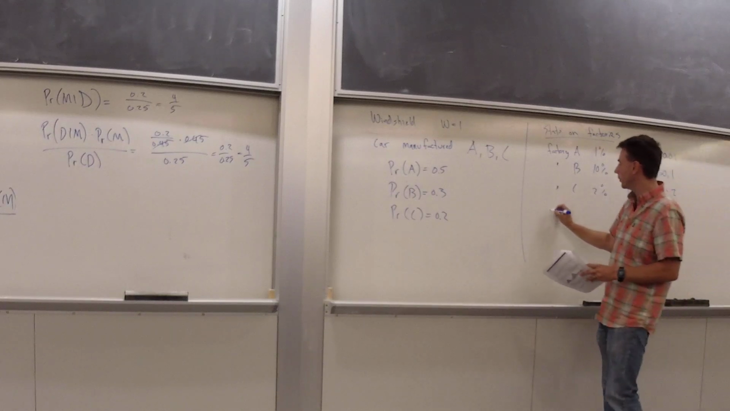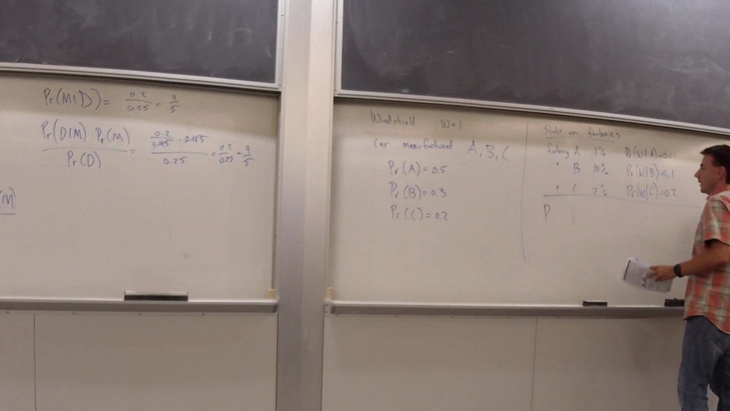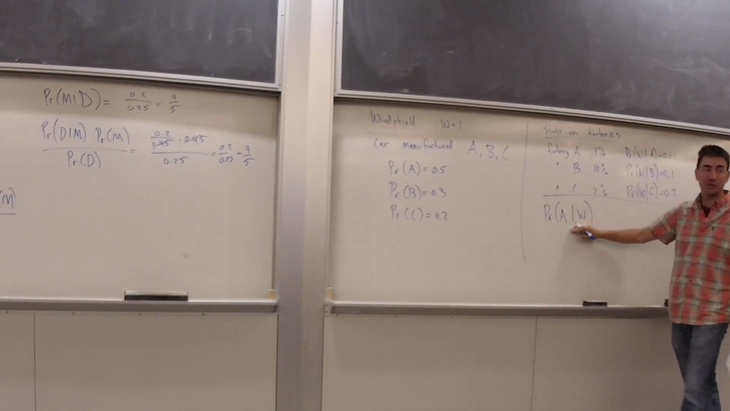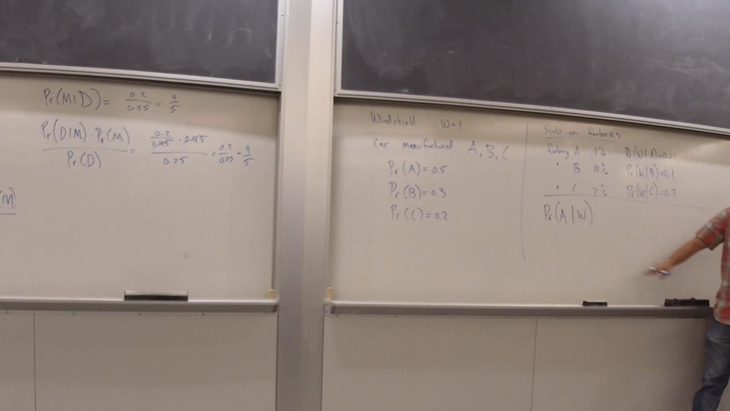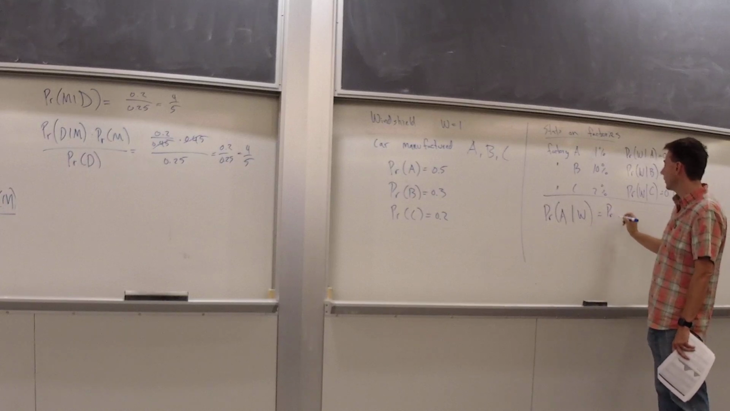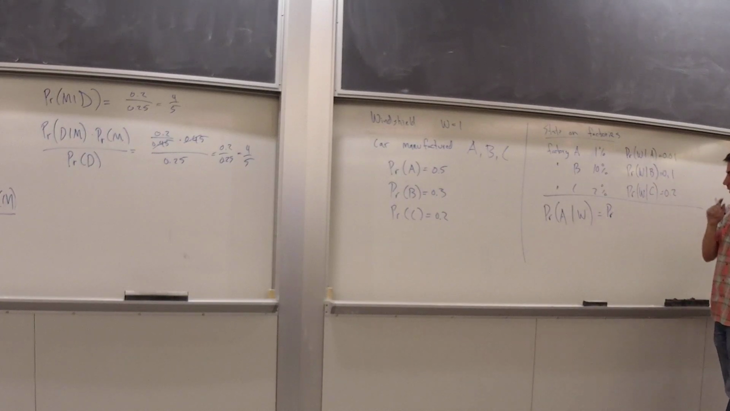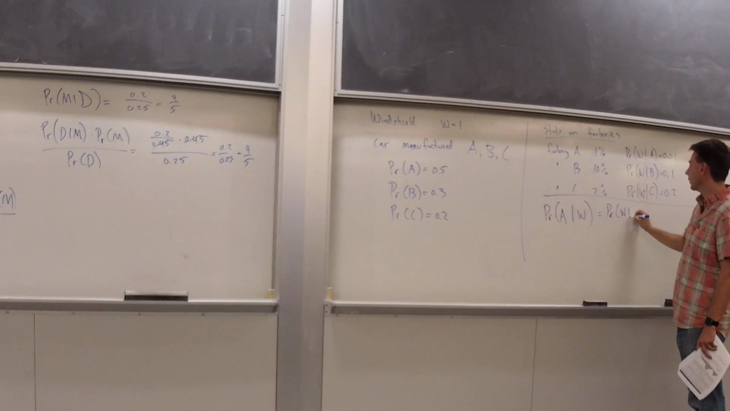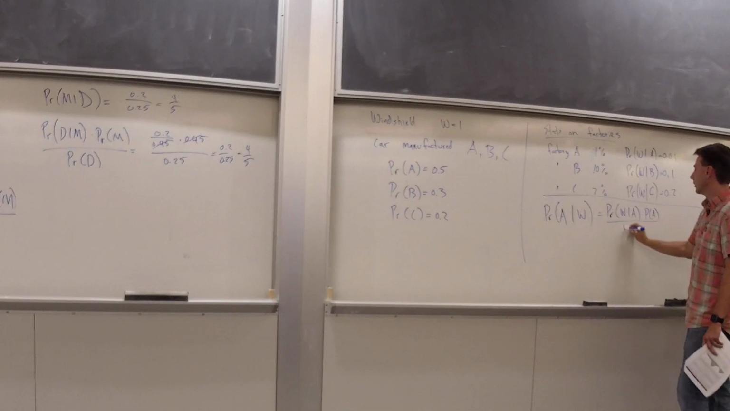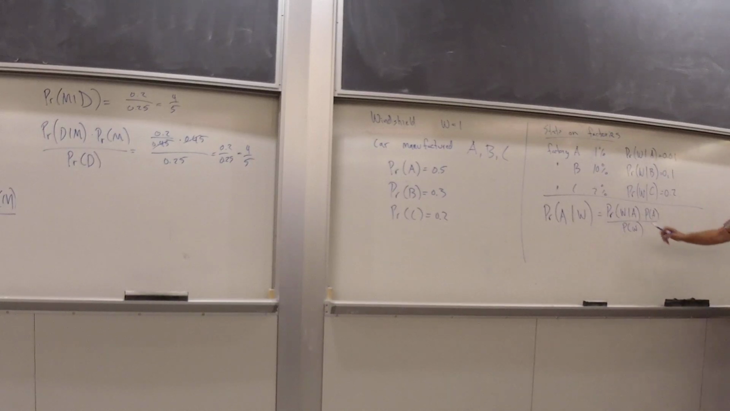Okay, so now I can put this together. What I would like to calculate is the probability that it came from factory A, given that my windshield is cracked. I know my windshield is cracked. What's the probability it came from factory A? So I can use Bayes' rule. I can write it as the probability the windshield was cracked given it came from A, which I can look up in these statistics, times the probability it came from A, divided by the probability that the windshield was cracked.